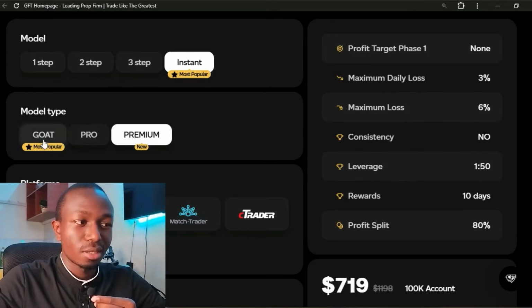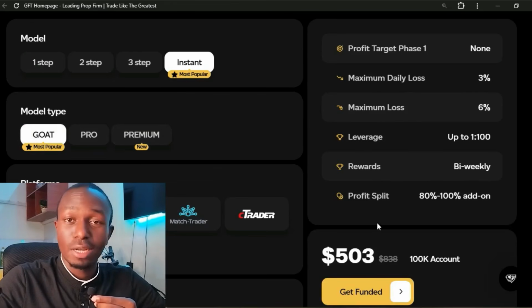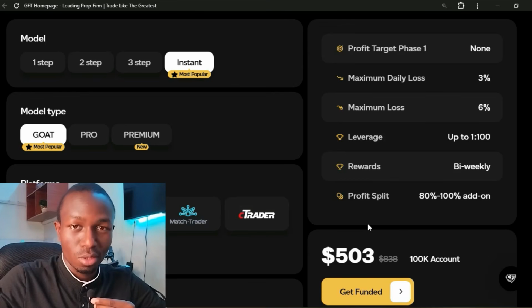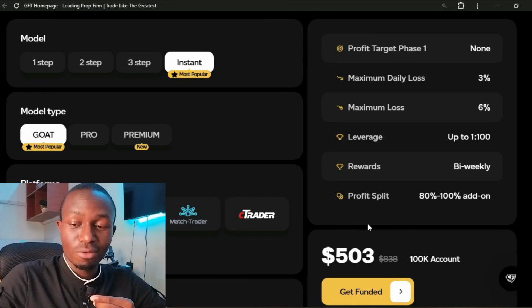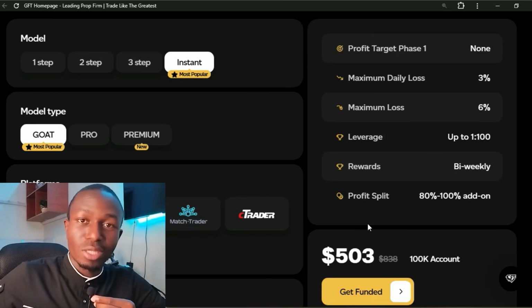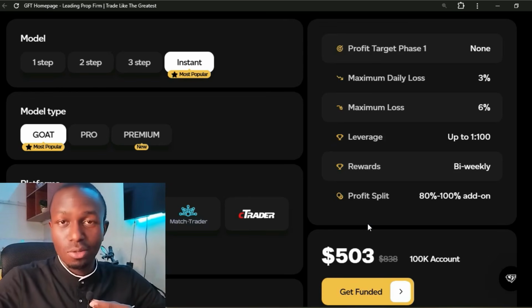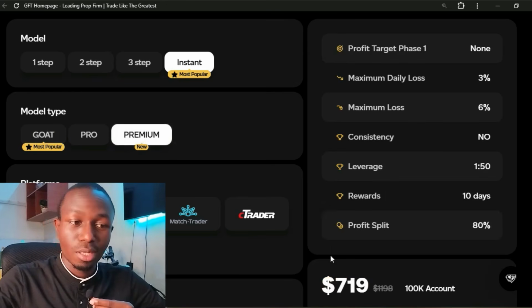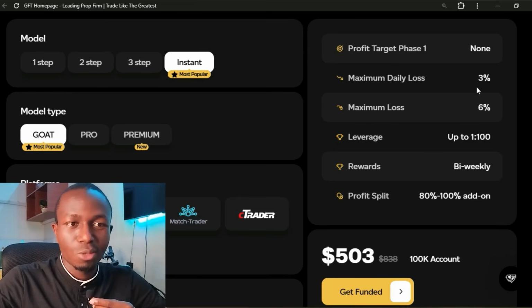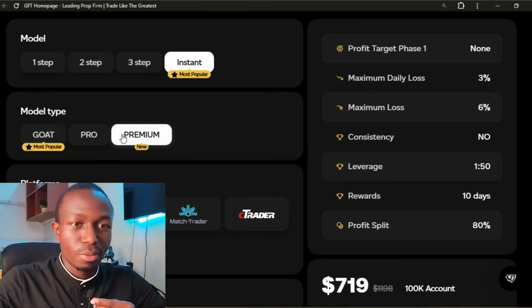The first thing is that the GOAT model does have a 20% consistency rule. Is it 20 or 15? I think it's 20. 20% consistency rule, which means that if you have one huge day where you make a big profit, you'll have to even out that profit over time. But on the instant premium account, there's nothing like that. There's no consistency rule. You can see that on the GOAT, you have a maximum daily loss of 3%, a maximum loss of 6%. On the premium account, it's the same thing, 3% and 6%.